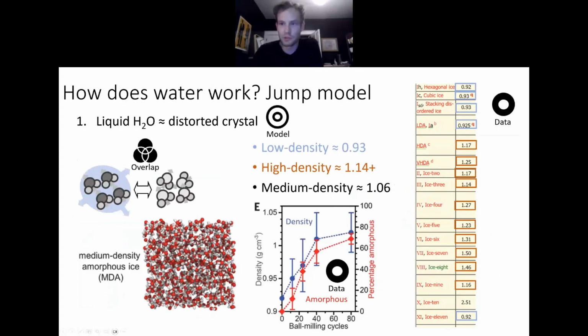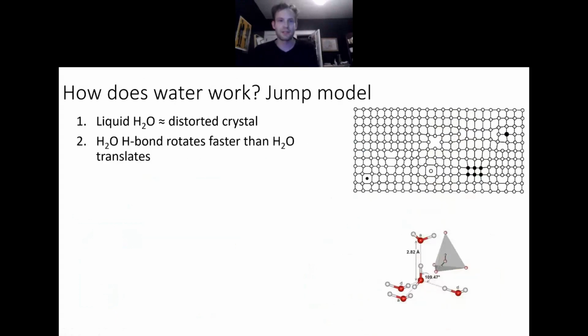To be sure, the data and the ball milling cycles data exist. The model that I pose of water being a distorted crystal is my interpretation of that, and me attaching the two-state water theory to this is the overlap of me trying to connect these results to the two-state water theory. So now we have this idea of water as a distorted crystal.